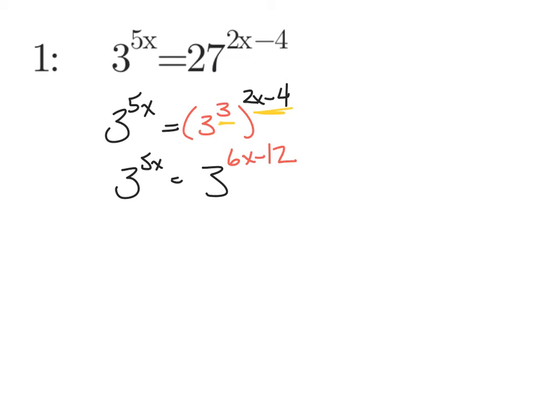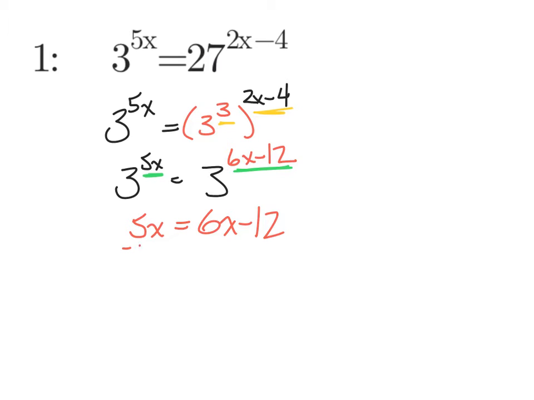So we have these two exponents where the bases are the same. The exponents are equal to each other. The bases are equal to each other. That means that the two powers have to be equal to each other. That 5x and 6x minus 12, those two have to be equal. So I'm going to write this new equation of 5x equals 6x minus 12, and then solve it from there.